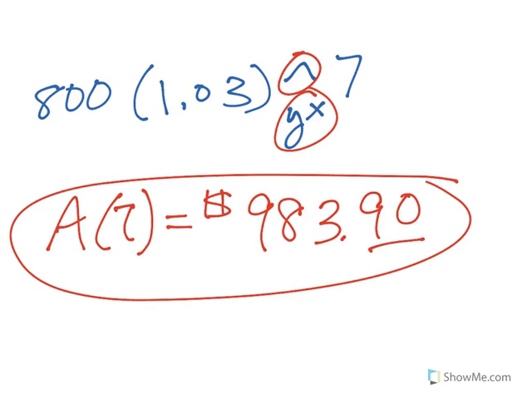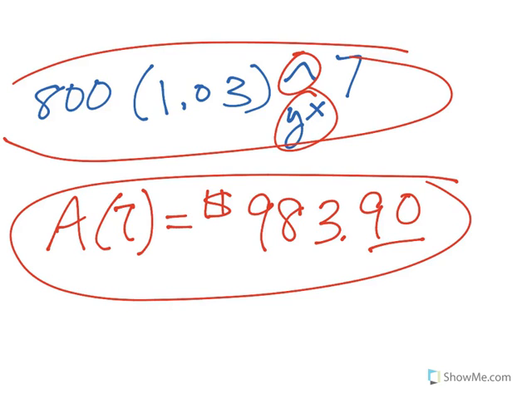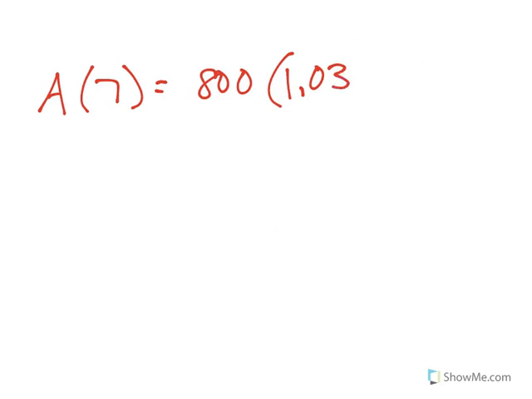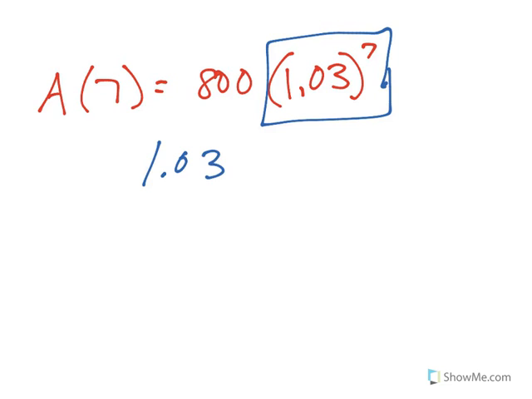Now, if that's good for you, go ahead and click off. If you want to see how this looks, if you need to do it in pieces, continue on. So if I have the formula, 800 times 1.03 to the 7th power, if your calculator doesn't allow you to type this all in at one time, then we need to use the order of operations. So we're going to start with this piece. We're just going to start with 1.03 raised to the 7th power.